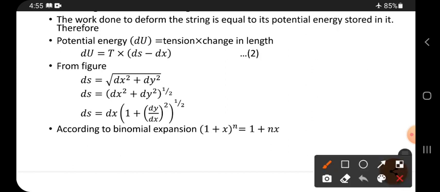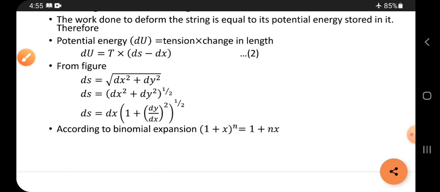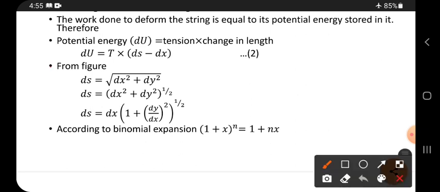dU is equal to tension into change in length. It is a formula. Why change in length? Generally, work done is equal to force into distance. Distance here, the change in length, is what gives us the distance. And this is the force. Force is nothing but the tensional force here. And work is what? Potential energy.